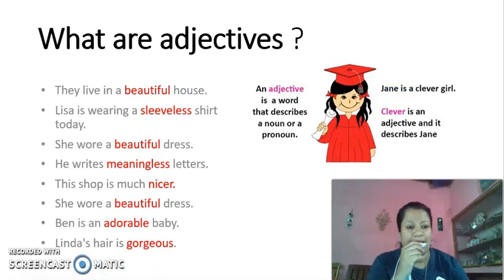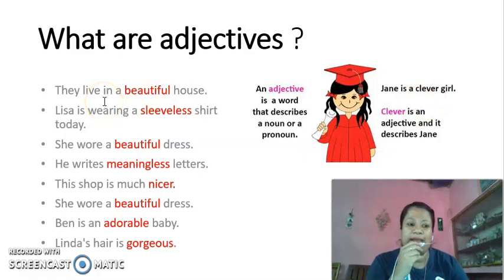Now, before we start, let me ask you the question: what are adjectives? I have already taught you that adjectives are words that describe a noun or a pronoun. For example, Jane is a clever girl. Here, we are describing Jane, which is a noun. So, what kind of girl is she? She is clever. So, clever is your adjective.